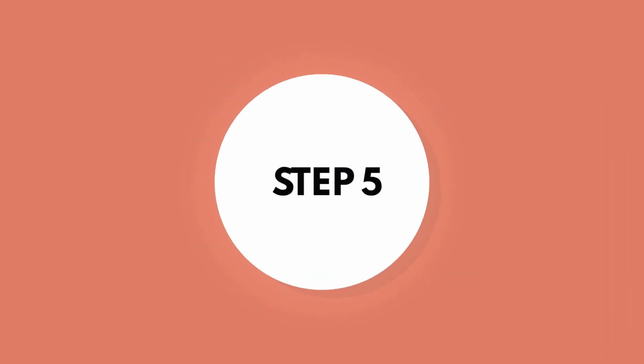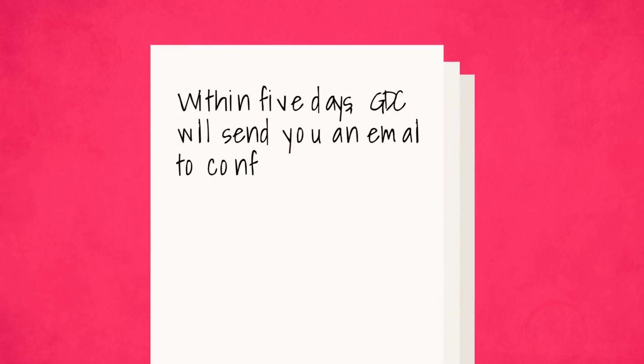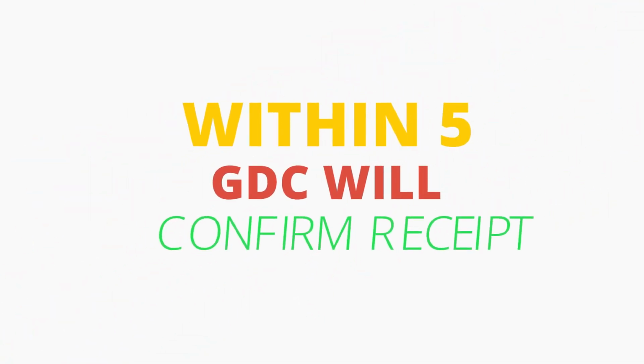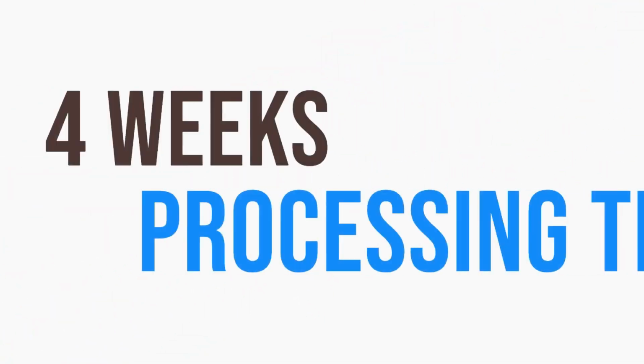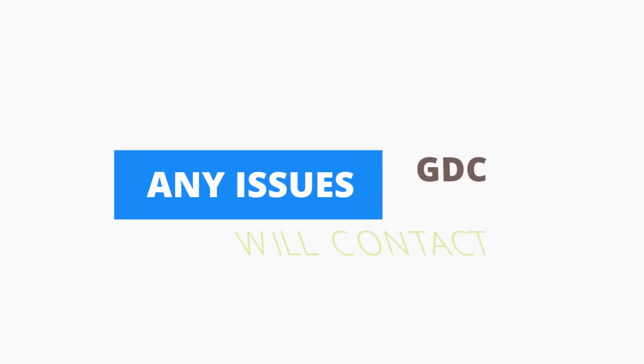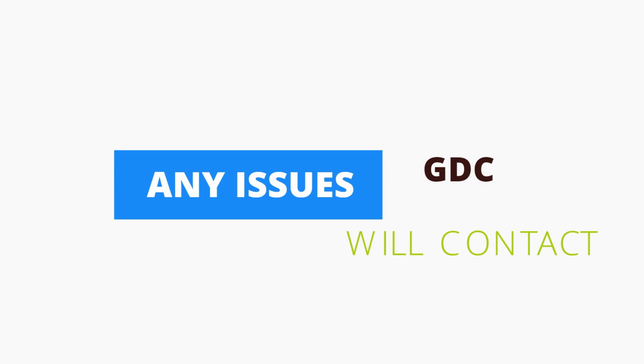Step 5. How long will it take for the GDC to register an application form for DCPs? When the GDC accepts your application, it will take the following steps. Within 5 days, the GDC will send you an email to confirm receipt of your application. Within 4 weeks after receiving the application pack, the GDC will review your application and papers. If there's a problem with your application, the GDC will contact you.